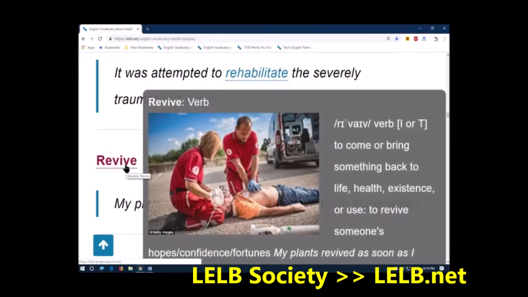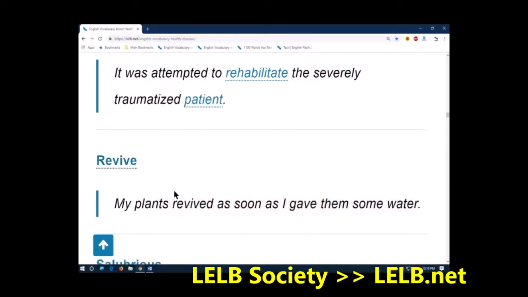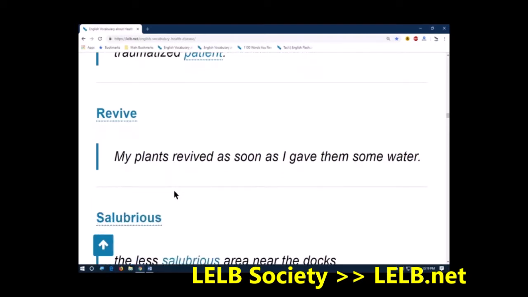Revive. To come or bring something back to life, health, existence, or use. They are performing CPR on this person to revive him. Yeah. My plants revived as soon as I gave them some water. It's clear.